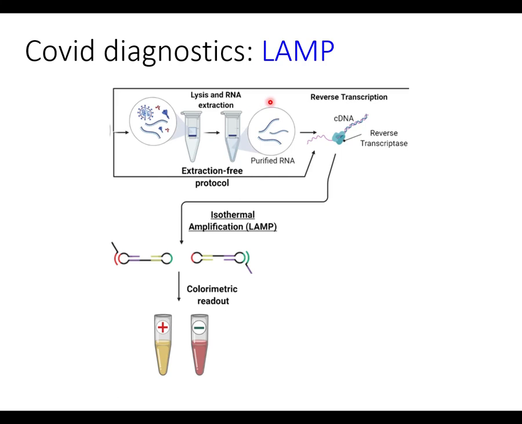Although there are a number of LAMP reactions which will use purified RNA, which gives you some advantage because you concentrate up the RNA before you detect it. We then still have to turn it into cDNA. The loop-mediated amplification then allows a colorimetric readout.